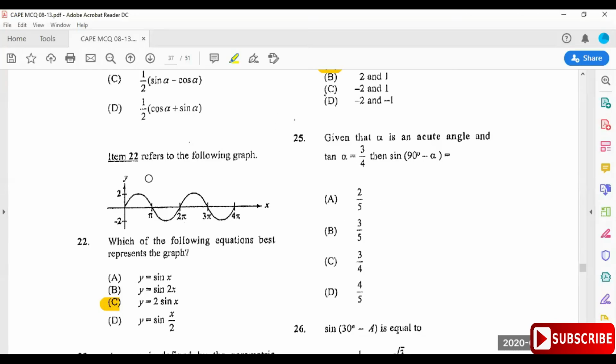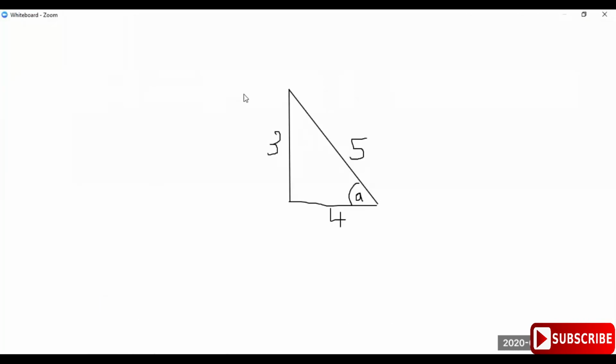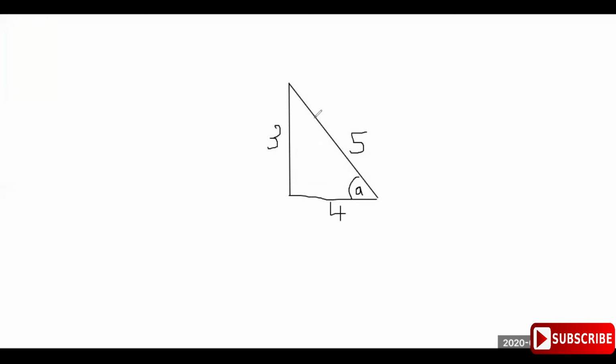The next thing we need is the sine of 90 minus alpha. If this is alpha, this is 90 minus alpha. Well, let's use A since I was using A. The sine of 90 minus alpha is the opposite, which is 4, over the hypotenuse, 5. So it's 4/5. It's always the side opposite to the angle that you want.